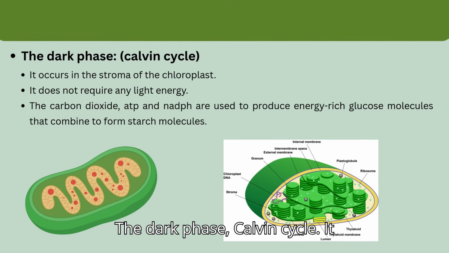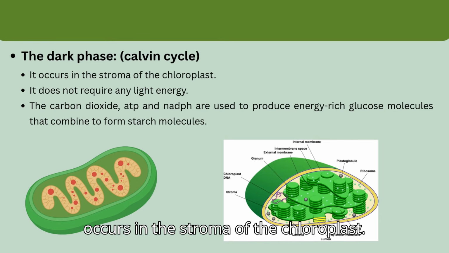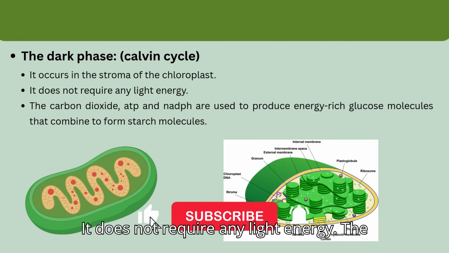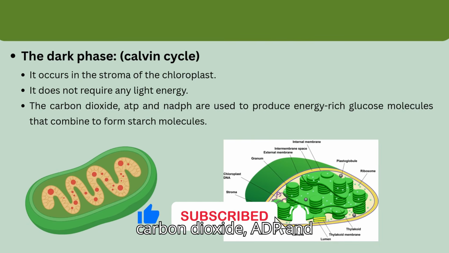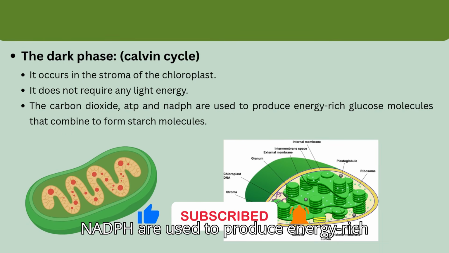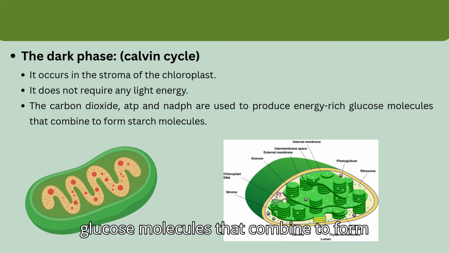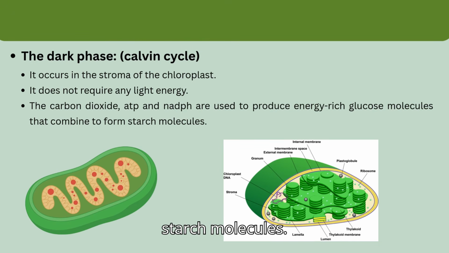The dark phase, Calvin cycle. It occurs in the stroma of the chloroplast. It does not require any light energy. The carbon dioxide, ATP and NADPH are used to produce energy-rich glucose molecules that combine to form starch molecules.